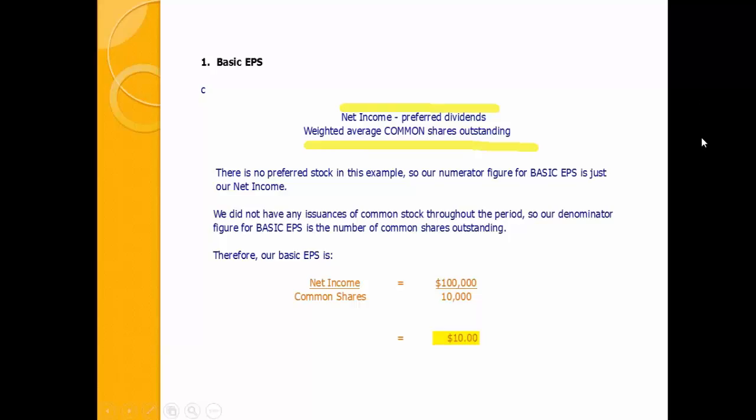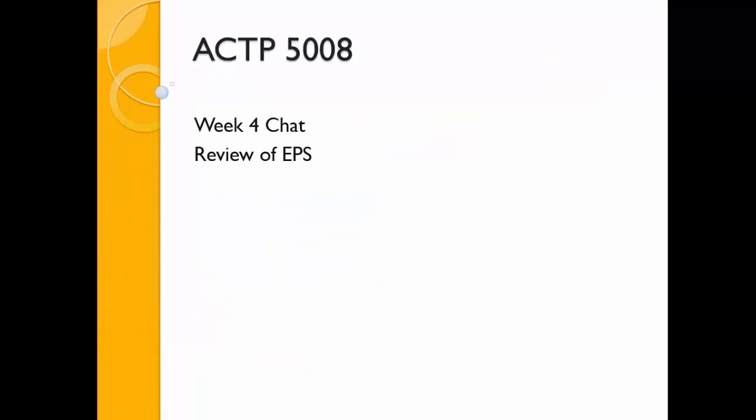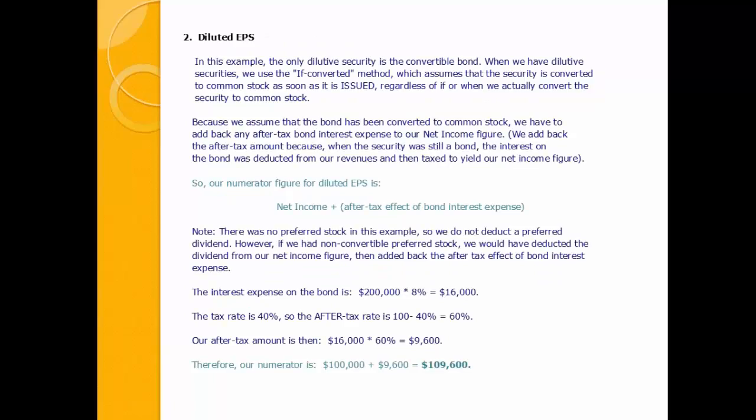Now, let's look at this in terms of diluted. So in our diluted, what do we have? In this example, the only dilutive security is the convertible bond. When we have dilutive securities, we use the if-converted method, which assumes that the security is converted to common stock as soon as it's issued, regardless of if or when it actually converts to common stock.